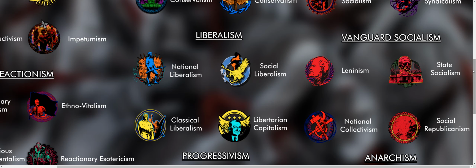I can't remember. What was state socialism? I don't know, national collectivism. I wouldn't want to say starting this. I would say it's like Nasbol-like, but it's not exactly, if I remember what national collectivism is. State socialism is kind of like socialism, but with quite a bit of authoritarianism.